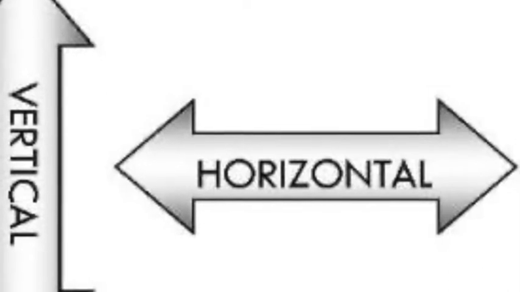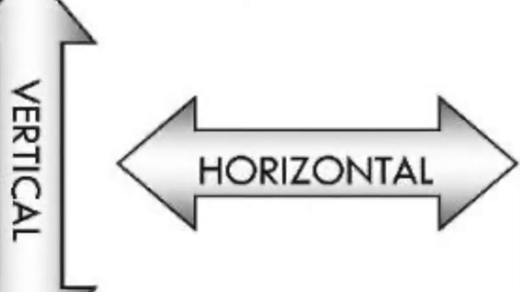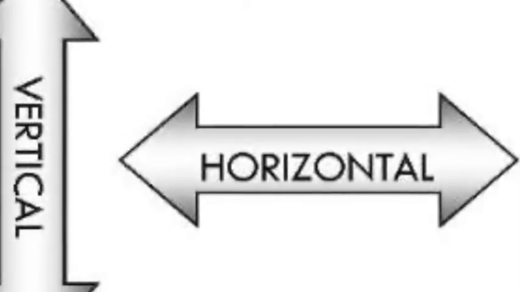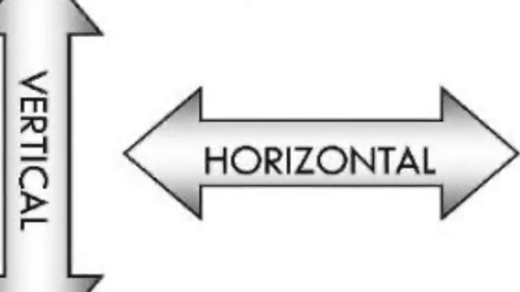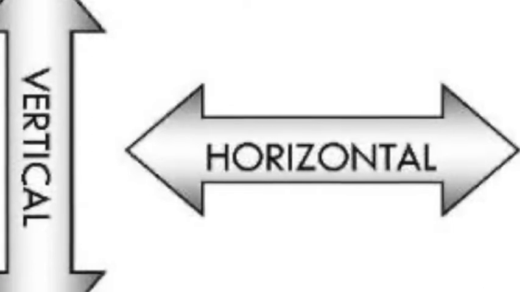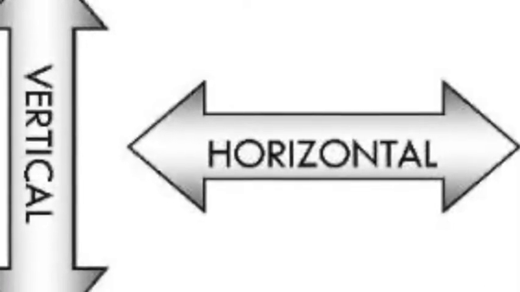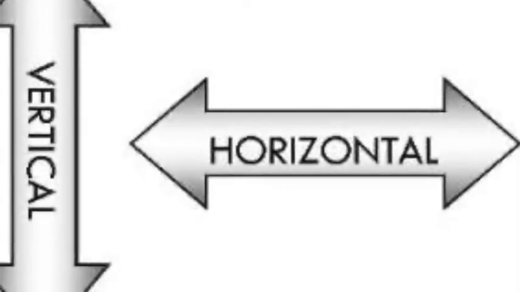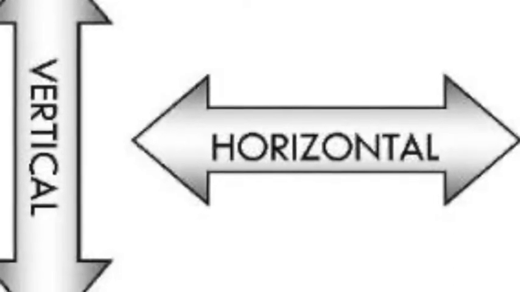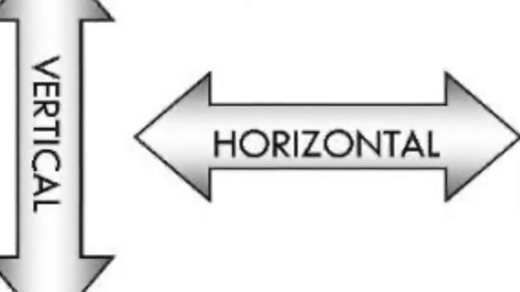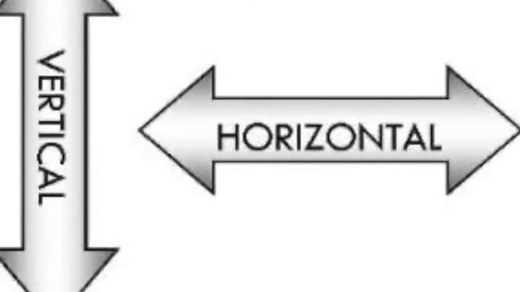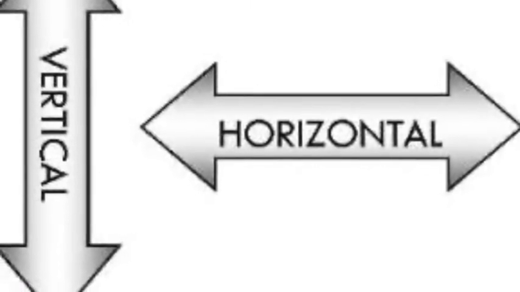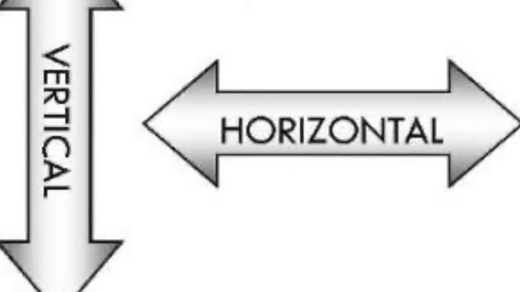One thing we need to know to make the castle is the difference between vertical lines and horizontal lines. Vertical lines go up and down. Horizontal lines go side to side. So let's get started drawing our castle with vertical up and down and horizontal side to side lines.